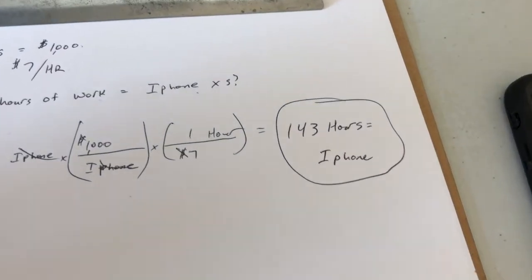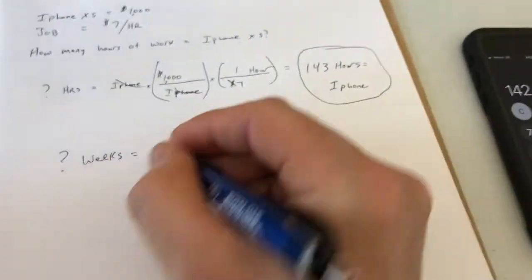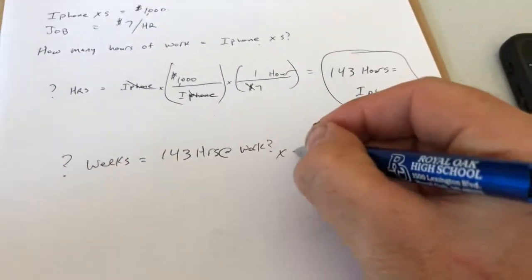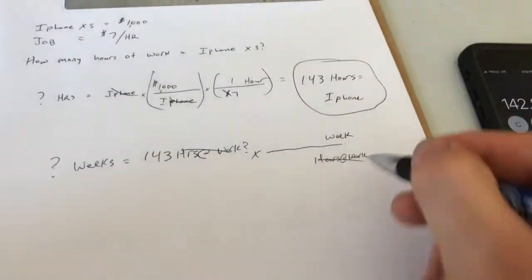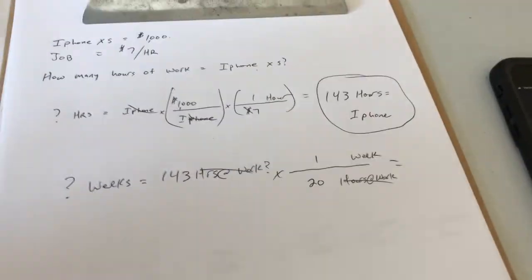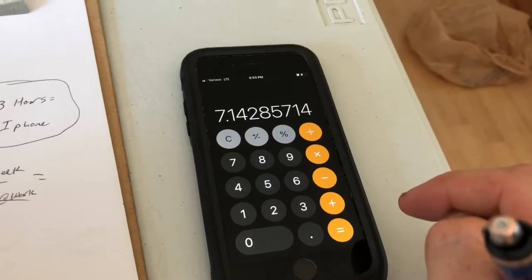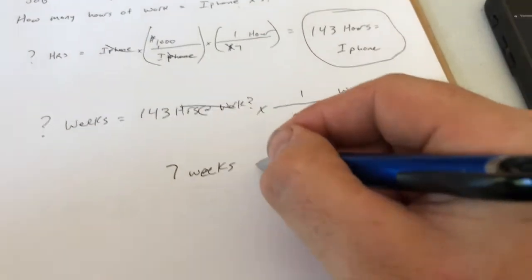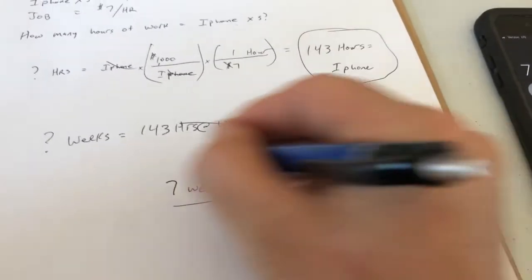How many weeks is that? Well, if you get 20 hours a week, how many weeks is 143 hours at work? It depends on how many hours a week you get. So if I say hours of work per week, I have to have hours of work on the bottom so that the math works out. If I'm getting 20 hours per 1 week, I would take 143 divided by 20. You're looking at 7 weeks to pay for that iPhone. And by then, it's going to be obsolete.